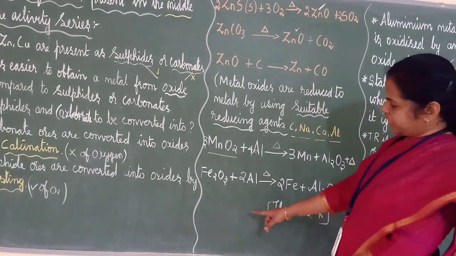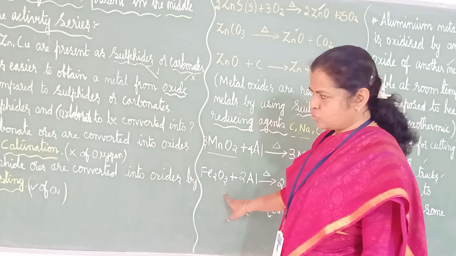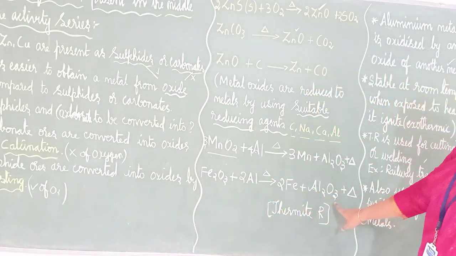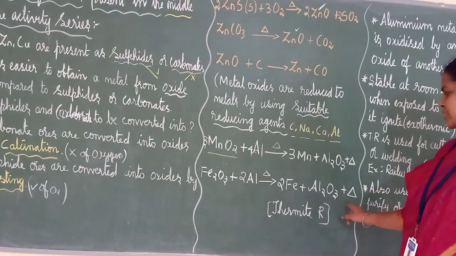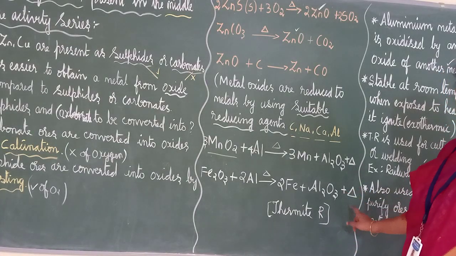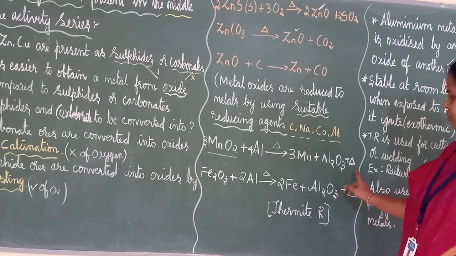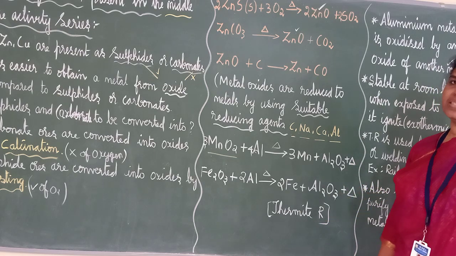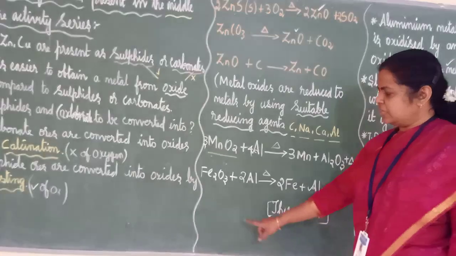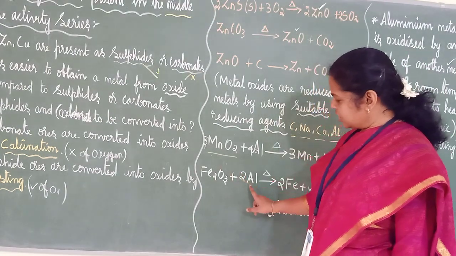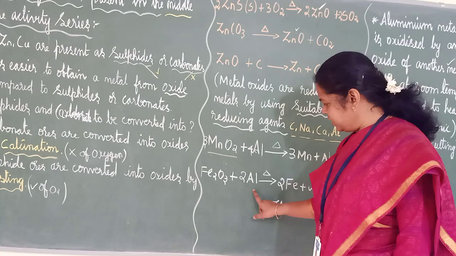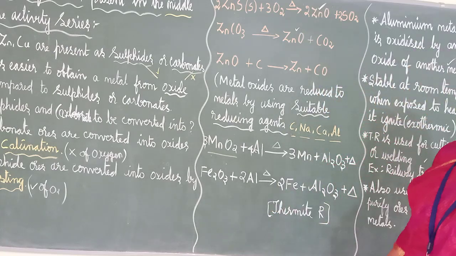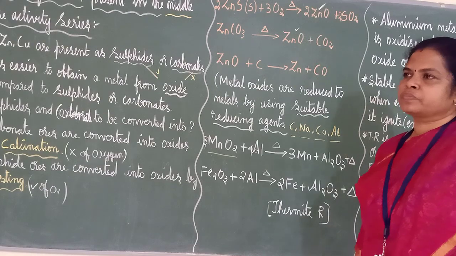Same way, one more example I have taken, iron oxide. Fe2O3 plus aluminium, when heated, gives iron plus aluminium oxide, and enormous heat will be produced. This we have studied, no? For heat, we can represent it in the form of a triangle. This reaction is called the thermite reaction. When you are heating iron oxide plus aluminium, you will get iron plus aluminium oxide. This reaction is called the thermite reaction.